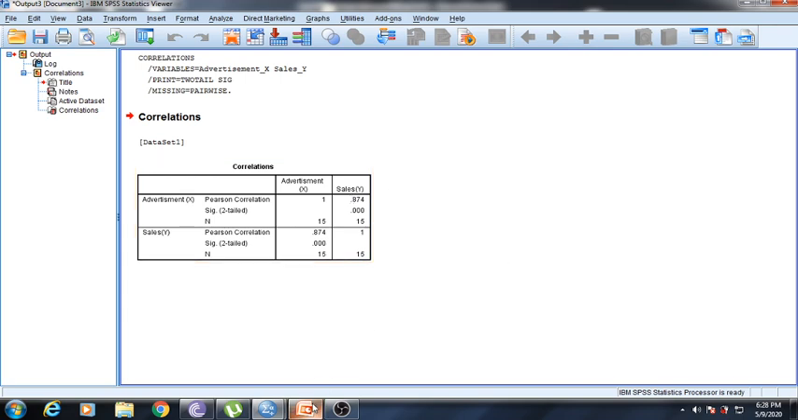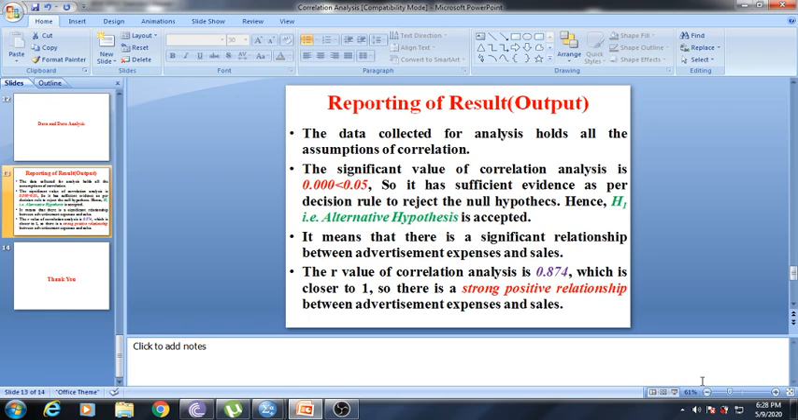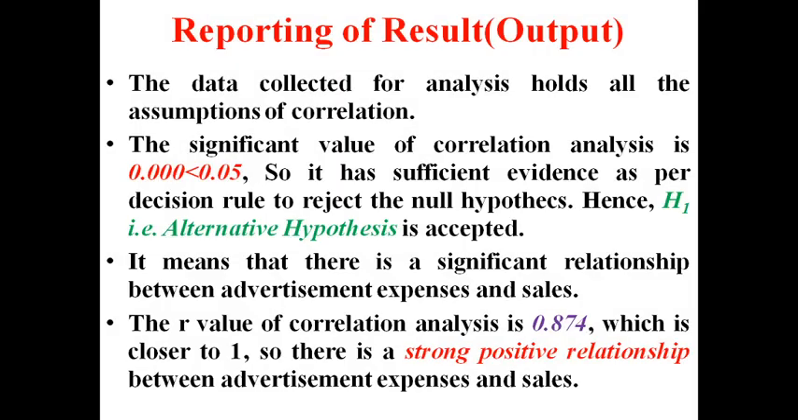So how to report this data? So we'll go here, to reporting of result. So what is it saying? The data collected for analysis holds all the assumptions of correlation. Second, the significance value of correlation analysis is 0.000, which is less than 0.05. So there is sufficient evidence as per the decision rule to reject the null hypothesis. Hence H1, that is the alternative hypothesis, is accepted. It means there is a significant relationship between advertisement expenses and sales.